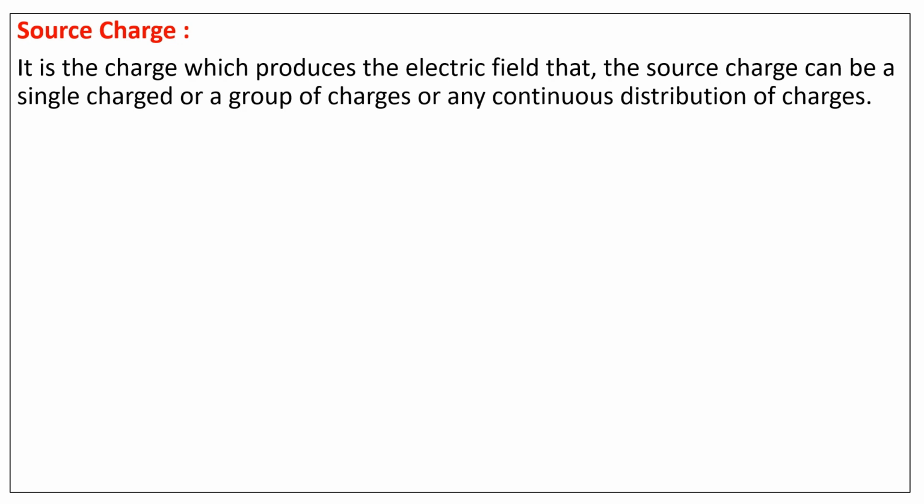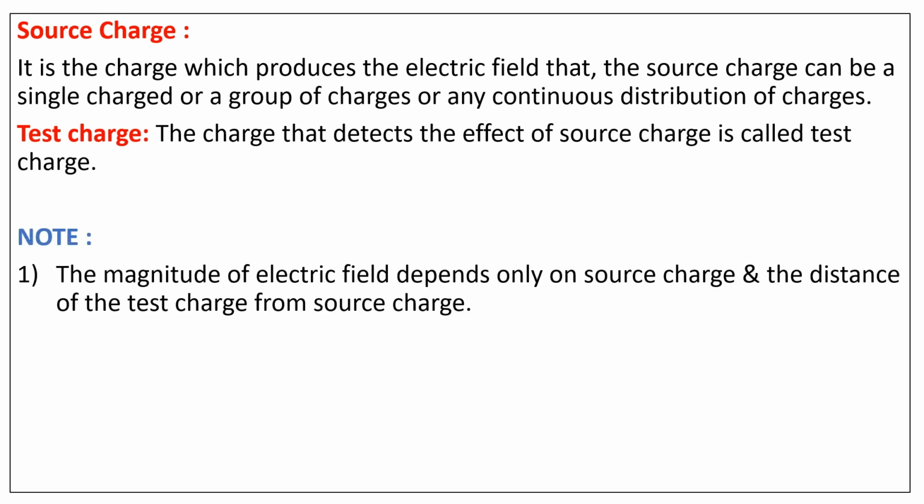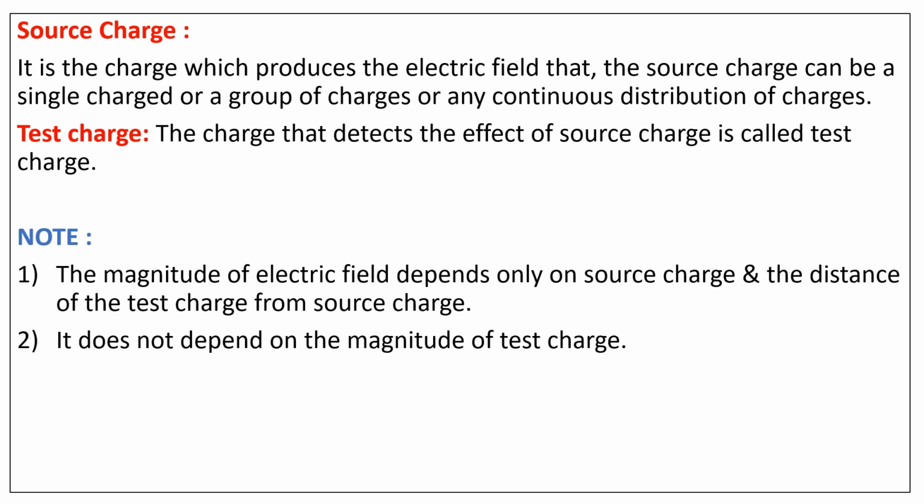Source charge. It is the charge which produces the electric field. The source charge can be a single charge or a group of charges or any continuous distribution of charges. Test charge. The charge that detects the effect of the source charge is called the test charge. Note 1. The magnitude of electric field depends only on the source charge and the distance of the test charge from the source charge. 2. It does not depend on the magnitude of the test charge.